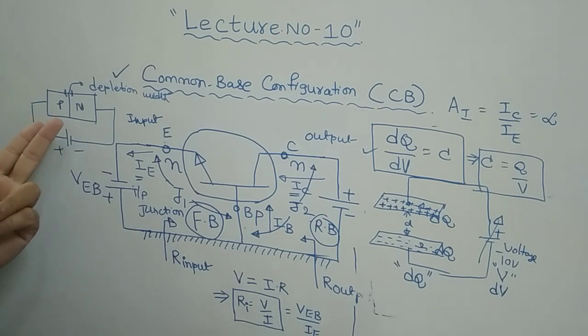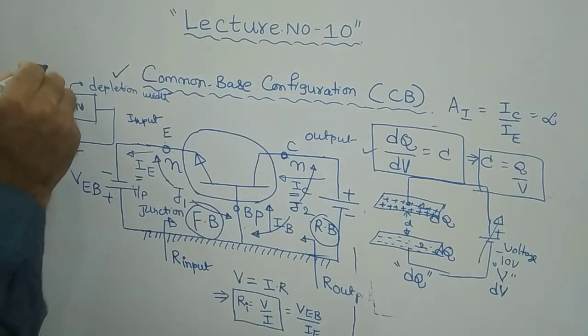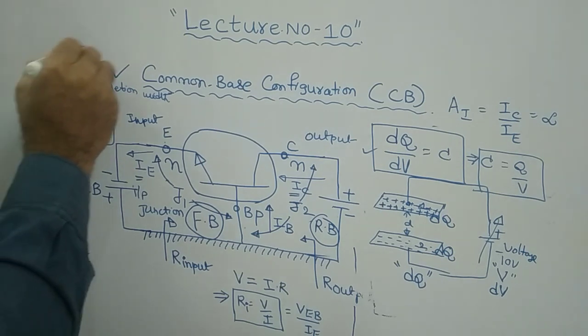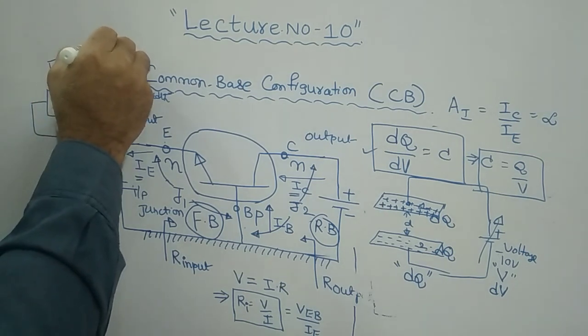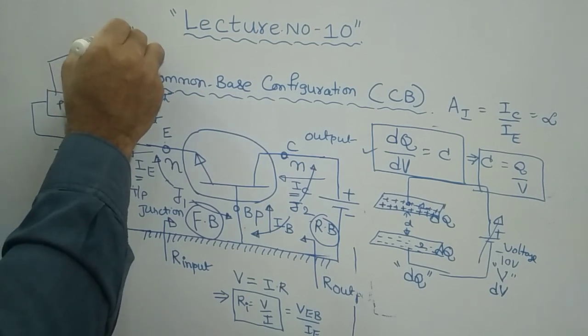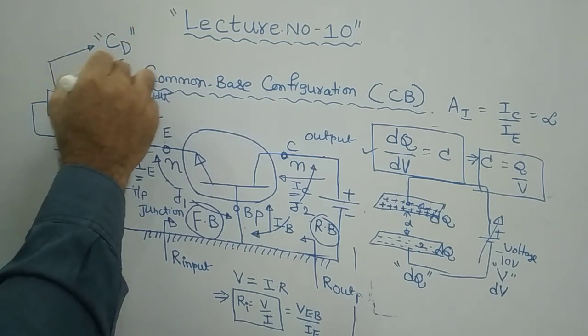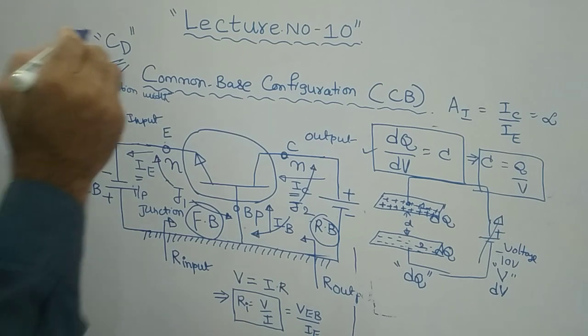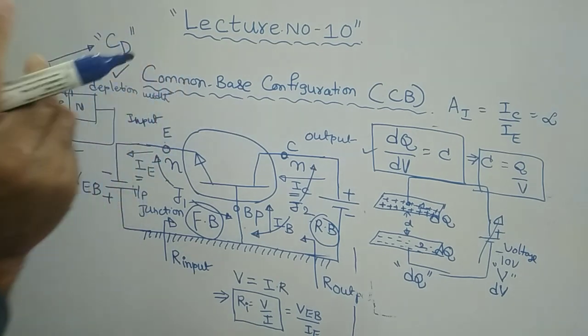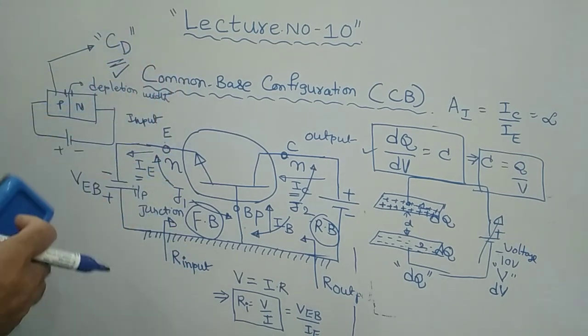you will get one type of capacitance. Have you remembered it? What is the capacitance under forward bias? Remember that. During the forward bias of a PN diode, you will have the capacitance C suffix D. It is called diffusion capacitance. I will write the definition here.